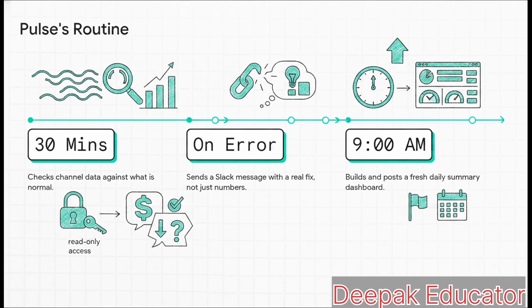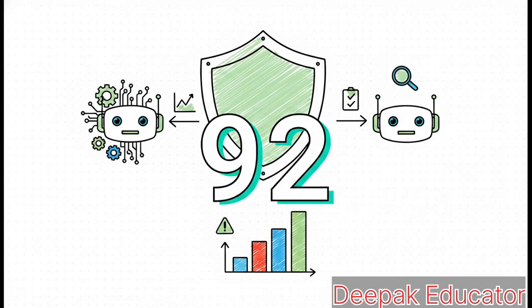So if something goes wrong, say a click rate suddenly drops, it doesn't just send you a panicked alert with a raw number. No, it sends a Slack message with a real fix, like, here are 3 fresh thumbnail ideas to try immediately. And then, like clockwork, every single morning at 9 a.m., it builds and posts a fresh daily summary dashboard for you. Now, what's truly fascinating is the number 92.